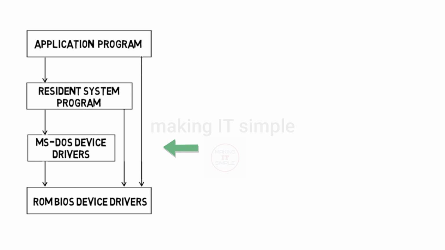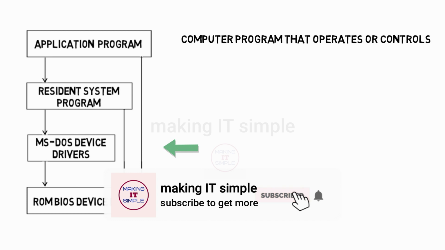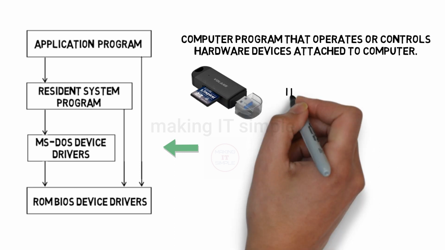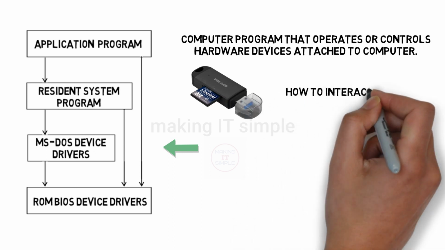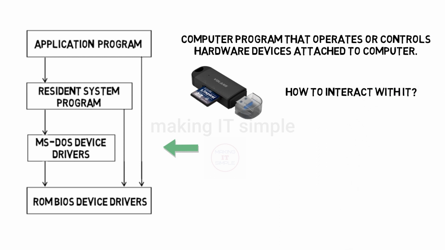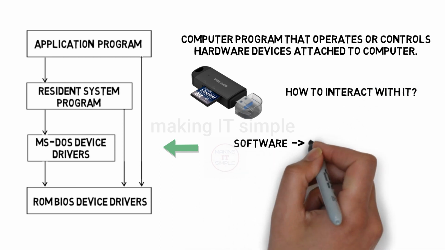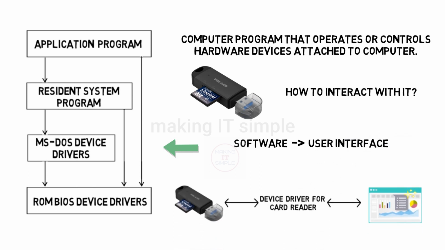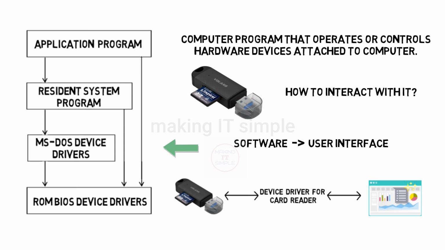Third from top is MS-DOS device drivers. Device driver is a computer program that operates or controls a particular device attached to the computer. For example, if you connect a card reader to the computer, how will an operating system or a user interact with it? We interact with software using user interface, but we cannot do the same with hardware. A device driver provides a software interface to hardware device. With this interface, OS and user can interact with the hardware without any precise details about the hardware.